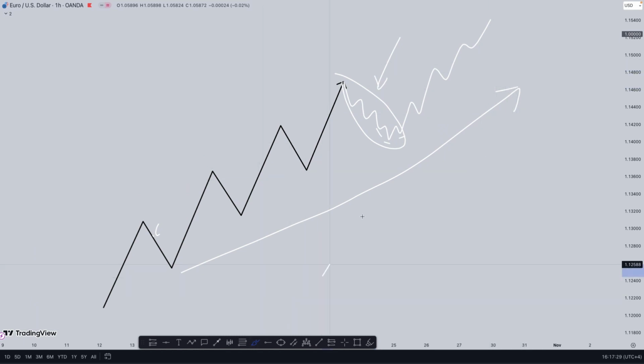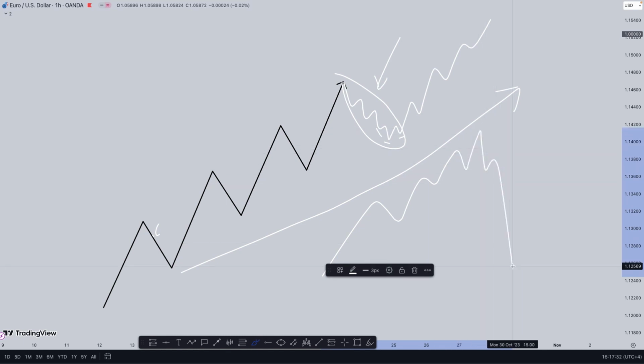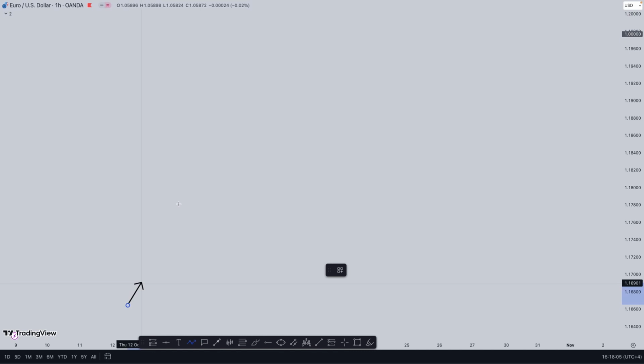So that is what I mean by the head and shoulder could act as a reversal pattern to change the overall direction, or a continuation pattern to also continue the overall trend to the upside or to the downside. So now, where do we have to identify this head and shoulder pattern.